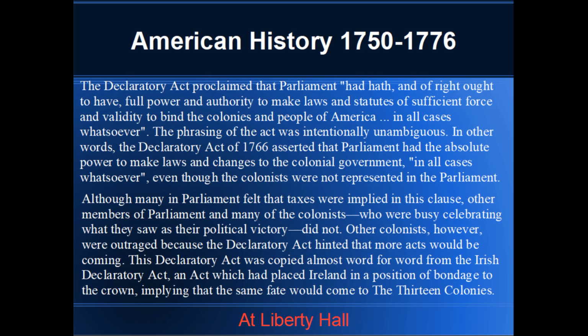The Declaratory Act proclaimed that Parliament "hath and of right ought to have full power and authority to make laws and statutes of sufficient force and validity to bind the colonies and people of America, in all cases whatsoever." The phrasing of the act was intentionally unambiguous. In other words, the Declaratory Act of 1766 asserted that Parliament had the absolute power to make laws and changes to the colonial government, in all cases whatsoever, even though the colonists were not represented in the Parliament.